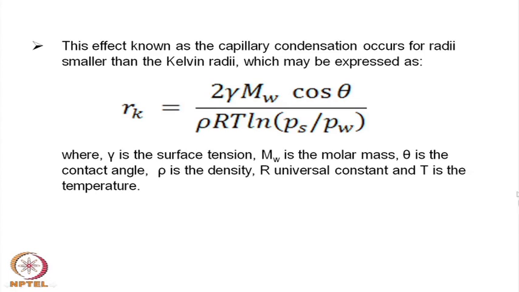So, whatever the relative humidity you want to measure, depending on that the pore structure has to be designed properly, because rK, the Kelvin radius, is related to different parameters: rK = 2γ Mw cosθ / (ρ R T ln(Ps/Pw)), where γ is the surface tension, Mw is the molar mass, θ is the contact angle of that particular pore, and that depends on the material in which the pores are there. ρ is the density, R is the universal gas constant, and T is the temperature. So, there is a relationship with the surface tension, cosθ, the contact angle of that surface, density and so on. So, depending on that you have a particular size of the pore in which the condensation will take place.